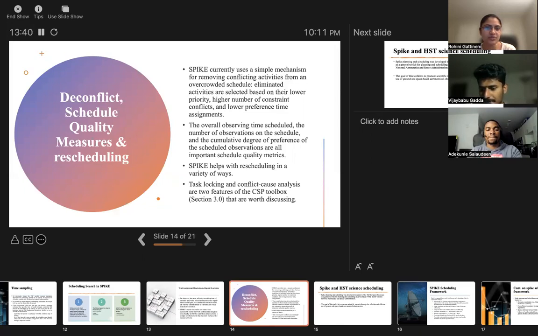And Spike helps with rescheduling in a variety of ways. We have task locking and the conflict cause analysis, which are two features of the CSP toolbox that are worthy of discussion. And the next slides will go on to conclude by our teammate. Thank you.